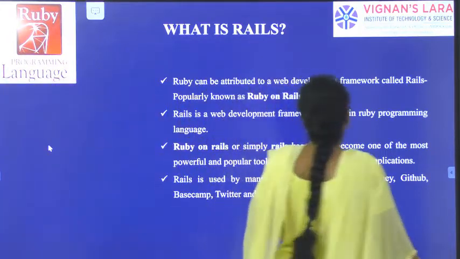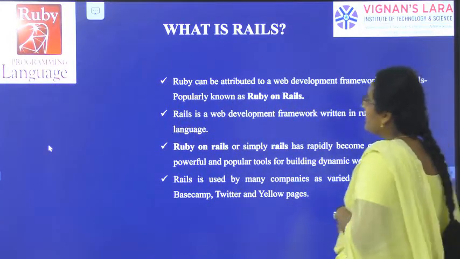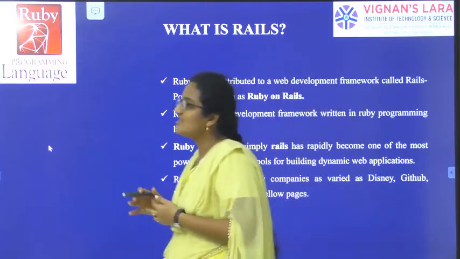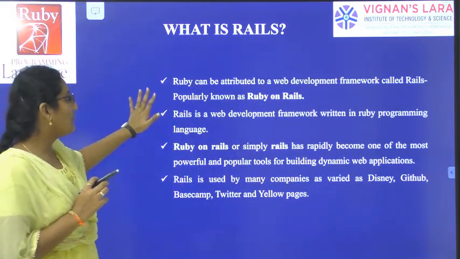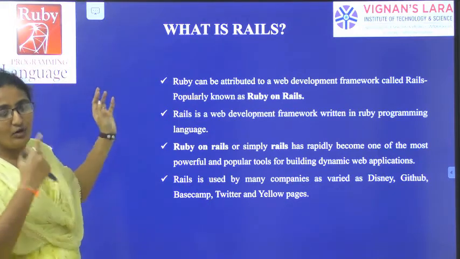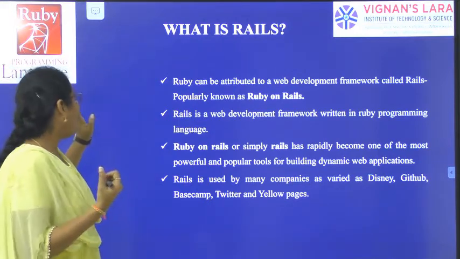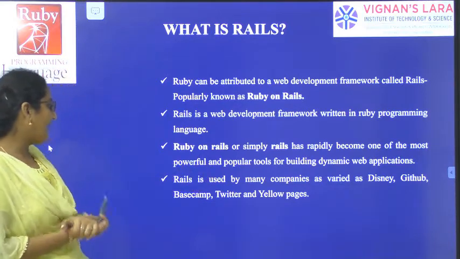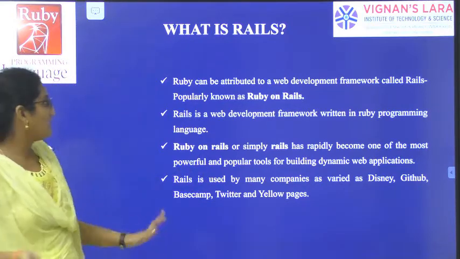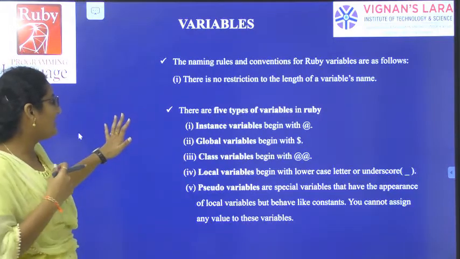So what is Rails actually? We have a framework which is used in Ruby. Rails is a framework used in the Ruby programming language for designing dynamic web applications. And mainly this Rails concept is used in Disney, GitHub, Basecamp, Twitter and Yellow Pages. So all these we have seen in the last class only.